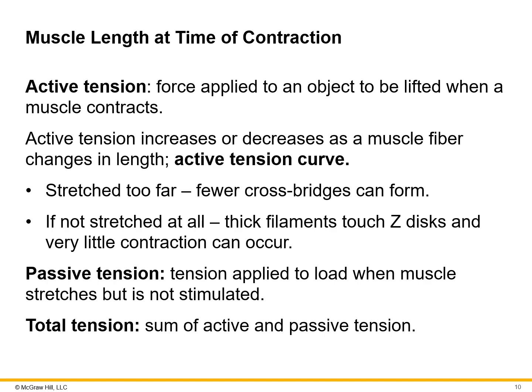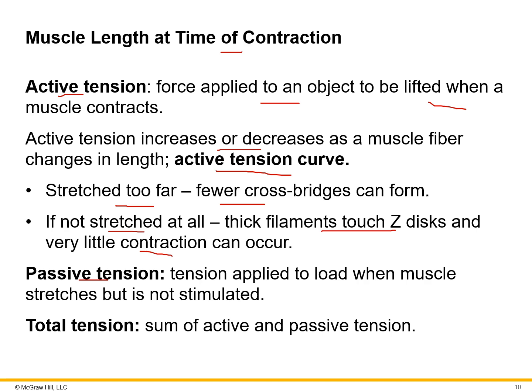Now the muscle length at the time of contraction. We have active tension, and we also have passive tension. With active tension, the force is applied to the object to be lifted when the muscle contracts. This active tension increases or decreases as the muscle fiber length changes. This is referred to as the active tension curve. If it gets stretched too far, then there are fewer cross bridges, because they go too far past each other. If it's not stretched at all, again, those thick filaments touch the Z disc, and there's very little contraction.